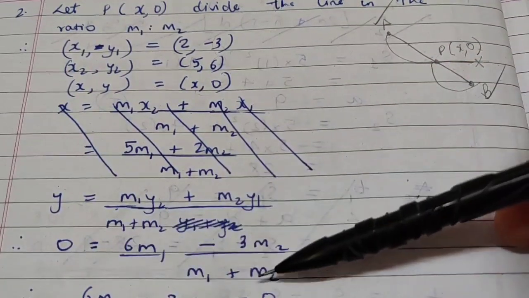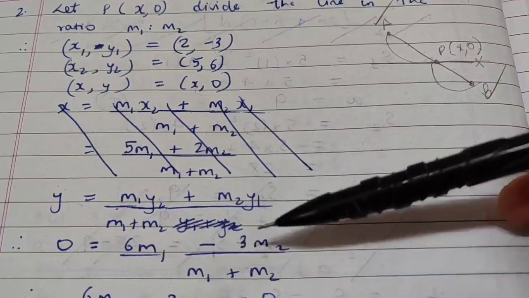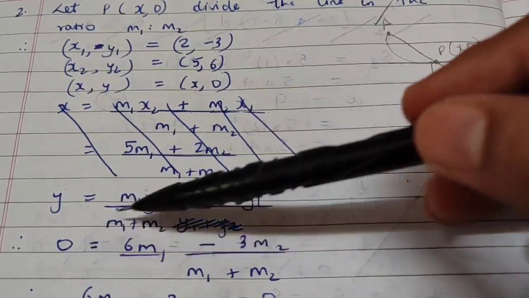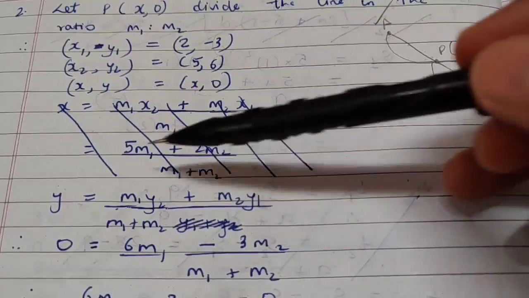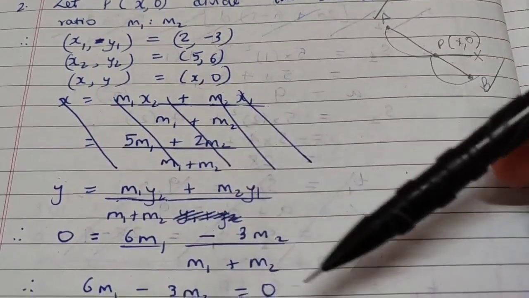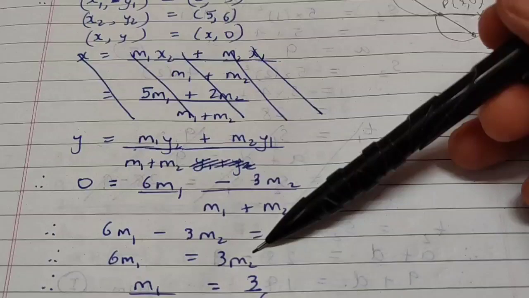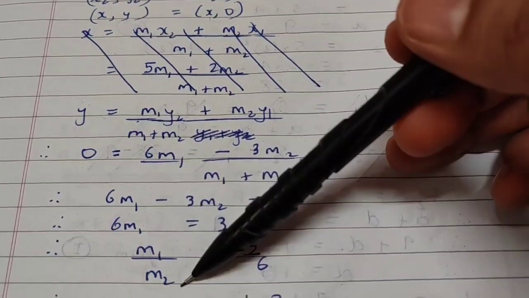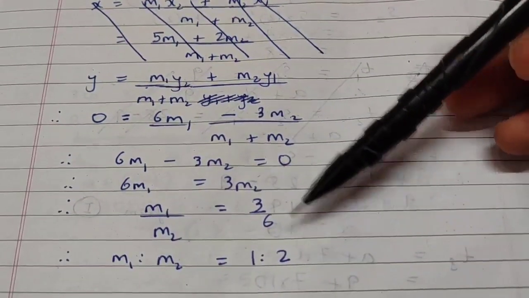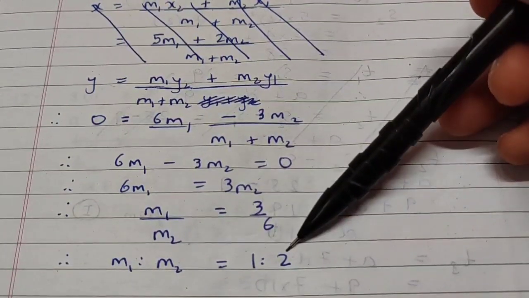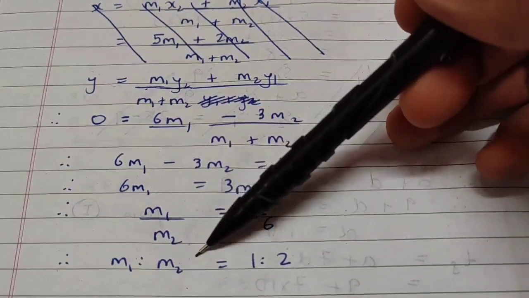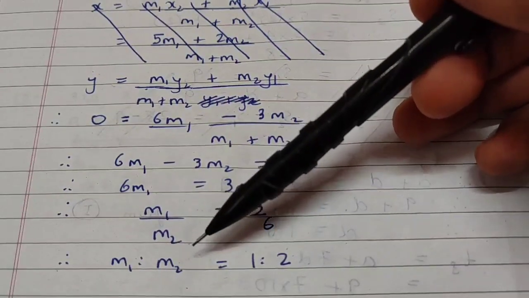Now cross multiply. This goes up, anything into 0 is 0. So we get 0 is equal to 6m1 minus 3m2. Minus 3m2 goes to the LHS and becomes plus 3m2. And then I take the ratio of m1 upon m2, which is 3 ratio 6. Cut, 1 ratio 2. Always write the final answer in ratio form, not in the fraction form. And this is what is asked in the question, to find the ratio.